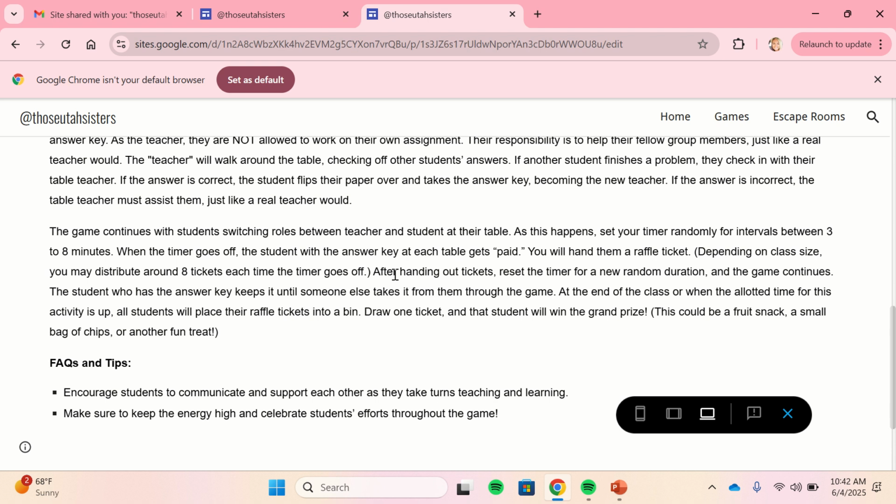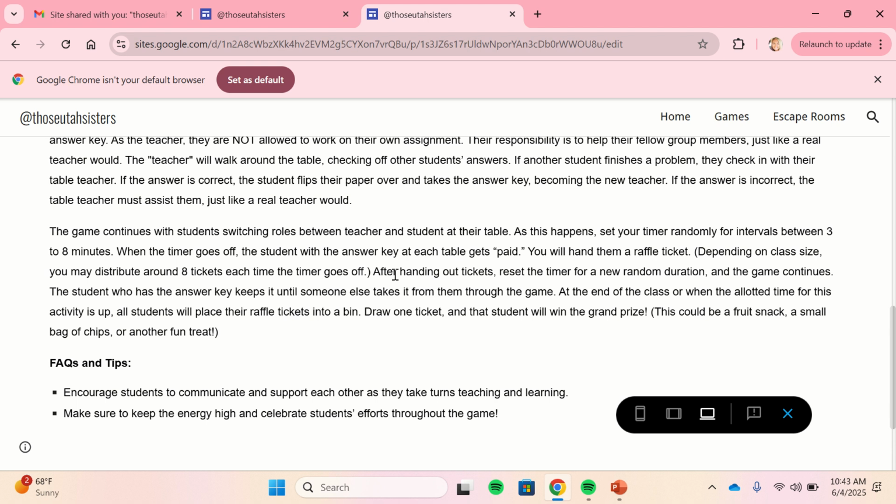At the end of the class, or whenever your time is up for playing this game, you're going to have all the students who earned raffle tickets or money place them into a bin, and you are going to draw one ticket, and that student is going to win the grand prize. So the goal of this game is to be the teacher when the timer goes off and get paid, and then hoping that your ticket is the one drawn at the end of the game.